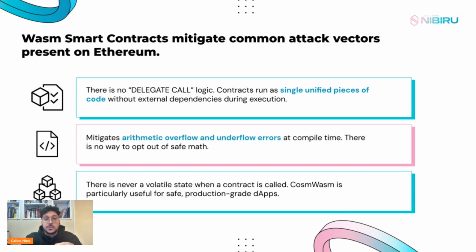CosmWasm is particularly useful for safe, production-grade dApps. It's currently used in a lot of Nibiru Chain applications, in terms of Nibiru Stargate, as well as our previous DEXs, and more ecosystem products are using it.